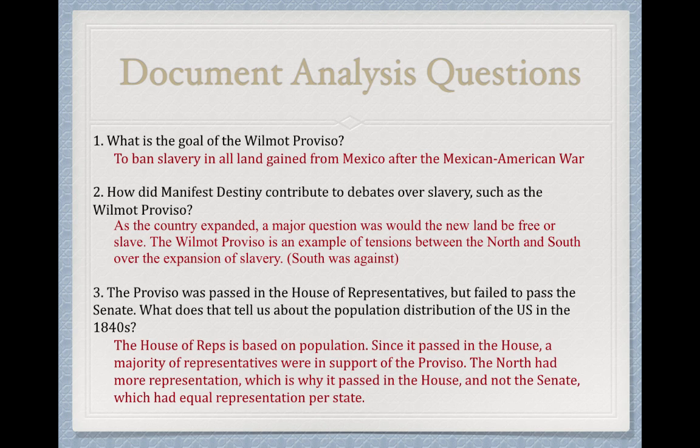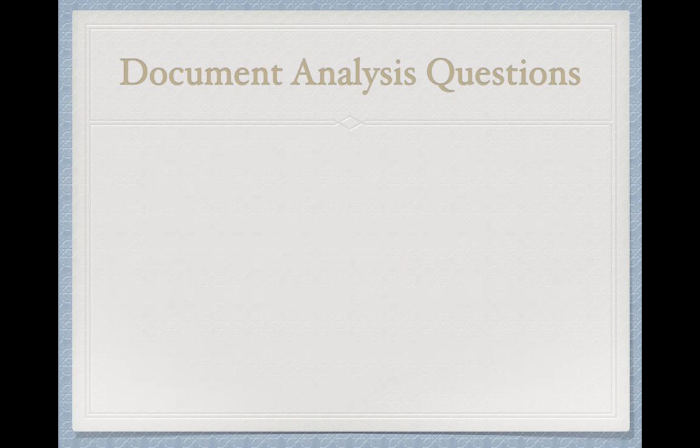It passes the House of Representatives because more people are living in the North, but it fails to become a law because the Senate is equal representation per state. That's why, with something like the Missouri Compromise, the South wanted to have an equal number of free and slave states so that they couldn't be outvoted in the Senate.